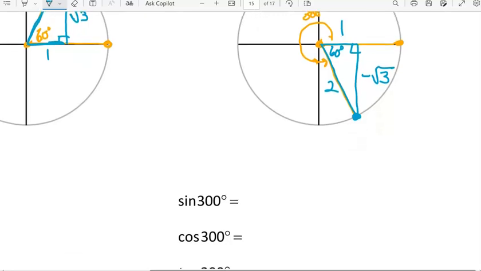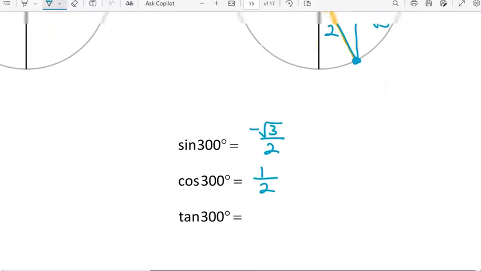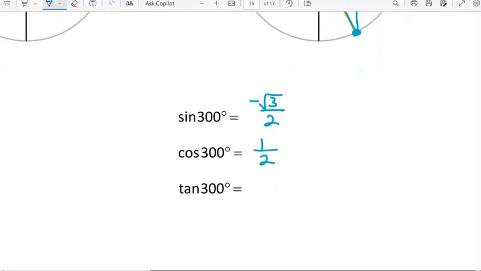So sine of 300 is the ratio of opposite to hypotenuse, negative square root of 3 over 2. Cosine is the ratio of adjacent to hypotenuse, that's 1 over 2. And tangent is the ratio of opposite to adjacent, so that's negative square root of 3 divided by 1, which is negative square root of 3 in simplified form.